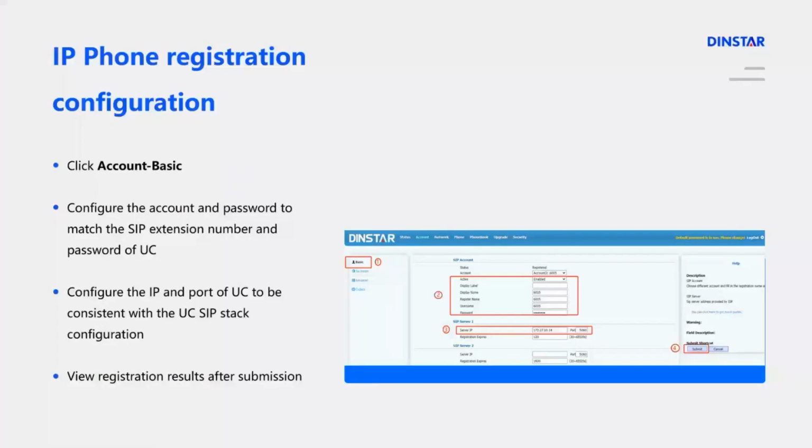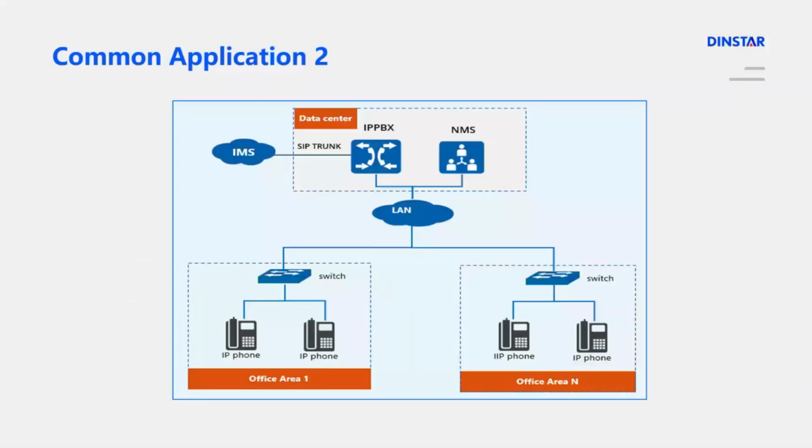Yeah, and this one is a typical setup for multi-office enterprises. The IP PBX connects to the IMS network via a SIP trunk and lets your internal phones make and receive internal calls and external calls. The IPBX also links to the AMS for centralized monitoring. And on the LAN side, the switch connects to the IP phones across multiple office areas. So all the locations share the same communication system with seamless internal calls.